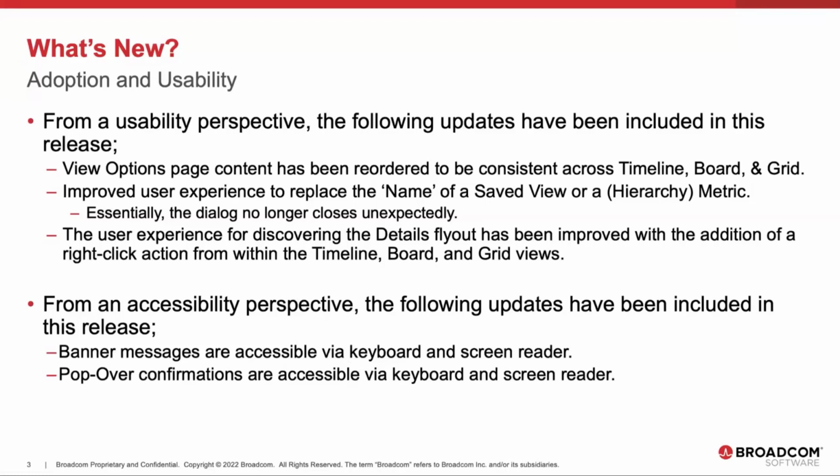Now, from an accessibility perspective, we've updated the banner messages that pop up typically when you're exporting a CSV file that includes more than 500 records, or you're importing investments into a roadmap. These are a couple of examples of the banner messages that are now accessible via keyboard and screen reader, so the content in those messages is announced. Also, popover confirmations are now accessible via keyboard and screen reader. Those are most related to when you're going to delete something and the system says, are you sure you want to do that?